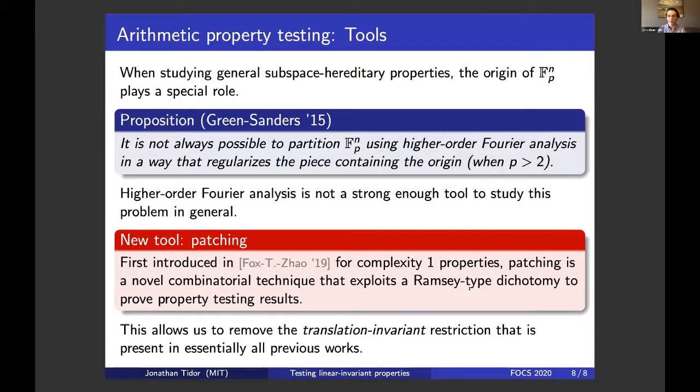So what we do to get around this is we introduce a new tool, which is kind of orthogonal to the direction of higher order Fourier analysis. We call this tool patching, and it's a combinatorial technique that's inspired by Ramsey theoretic ideas, and it lets us understand our function or study them on small regions. So we can combine the higher order Fourier analysis, which lets us study our function most places, and then we patch in this little understanding from this combinatorial technique, and combining these two things, you can understand your function on the whole space, which lets us get rid of this restriction present in previous works and solve the conjecture.